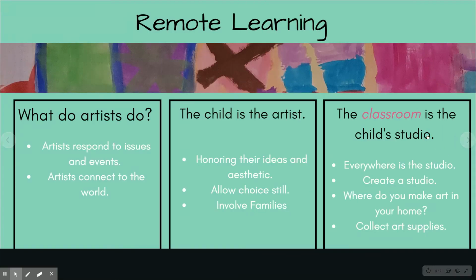So start there. What do artists do? How can we take this situation and really think about what do artists do in this situation? Artists connect to one another. They connect to the world. They respond to the issues around them. So I had one assignment where my students went out and made posters of positive messages. I had a student decorate their car at home. So how can we really take this situation, this pandemic, and really turn around and show our students that this is something that artists do. We respond to the things around us.